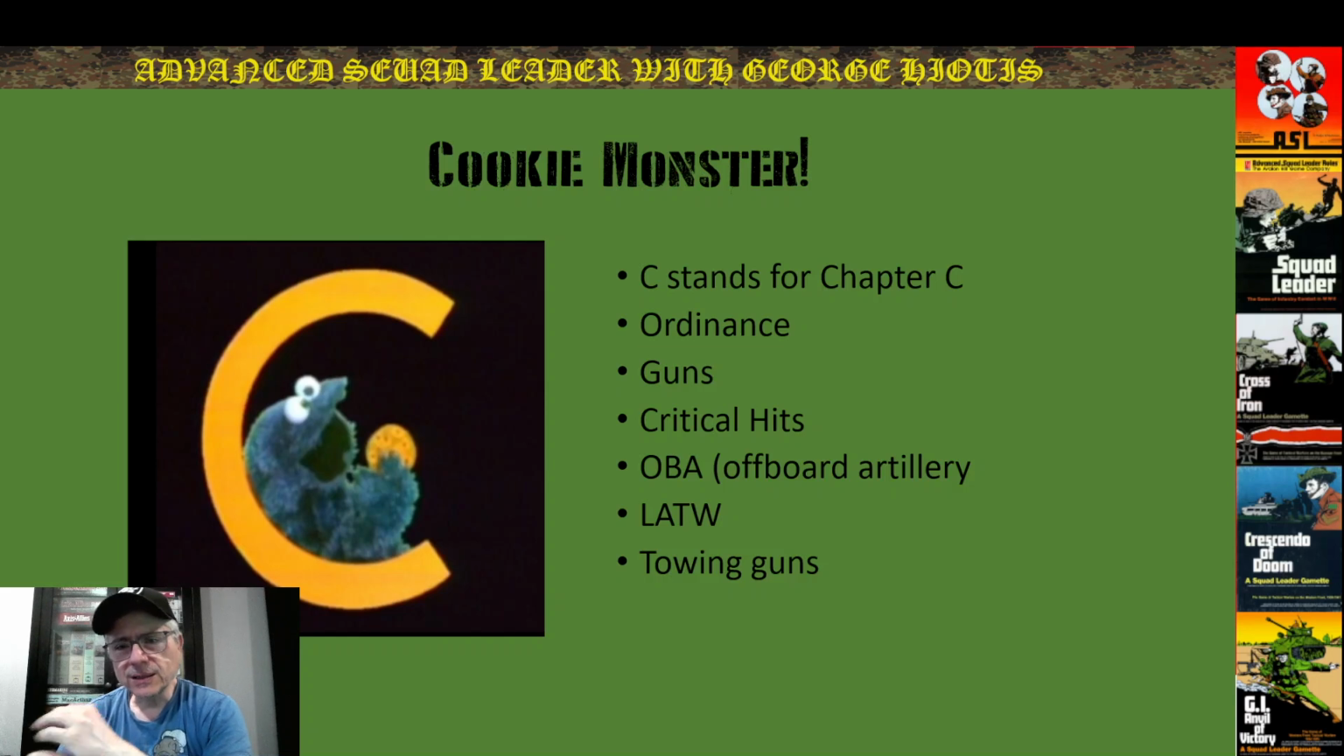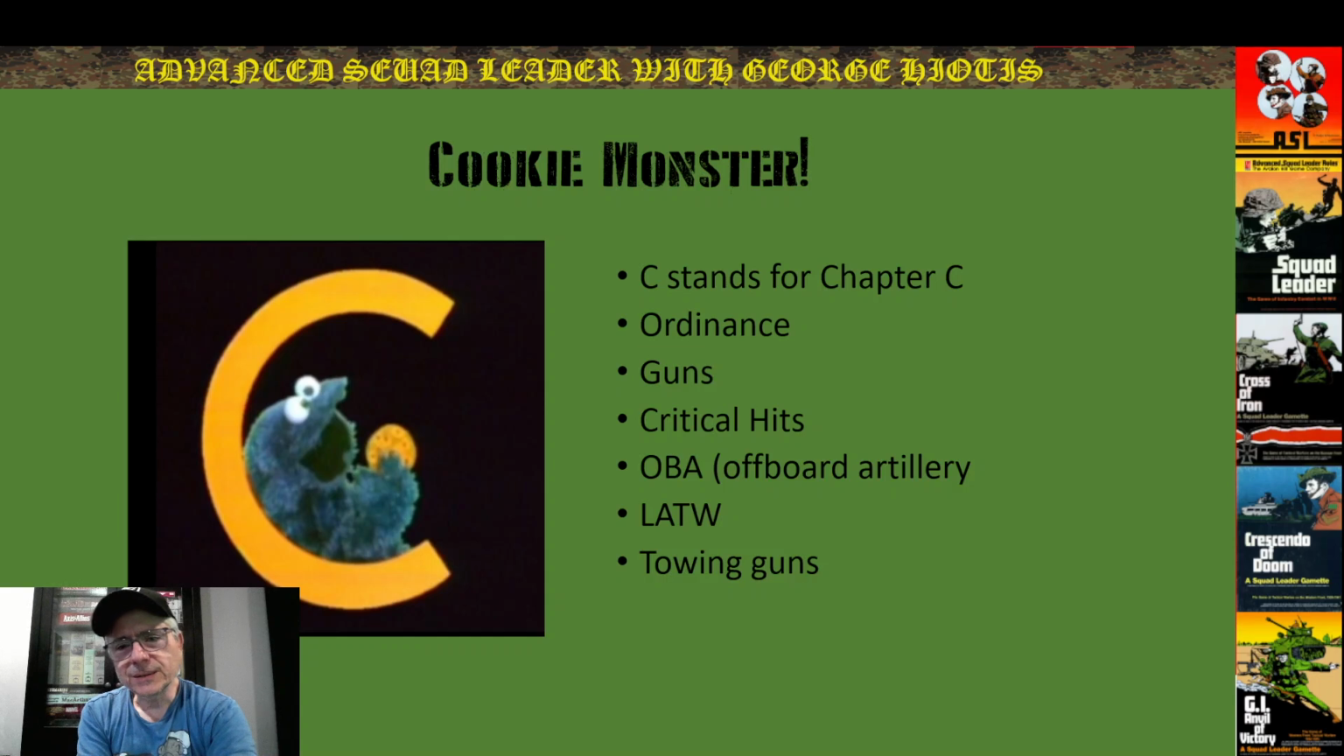Guns, critical hits, off-board artillery, light anti-tank weapons, and towing guns. I think the crux, crux starts with C. The crux of Squad Leader, beyond infantry, is Chapter C with ordnance, and that allows you to master acquisition. It allows you to master off-board artillery. Now, off-board artillery is not as complicated as you think. Okay, we do need a flow chart, but it's fine, guys. Don't be intimidated by it. Just remember, C is for cookie.